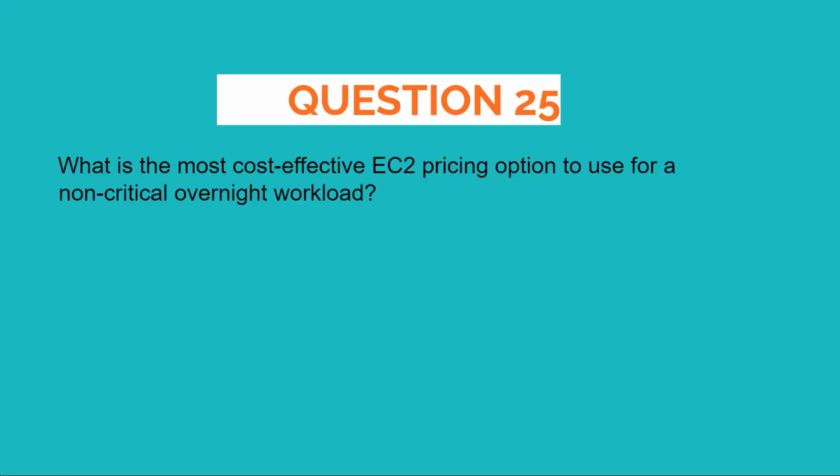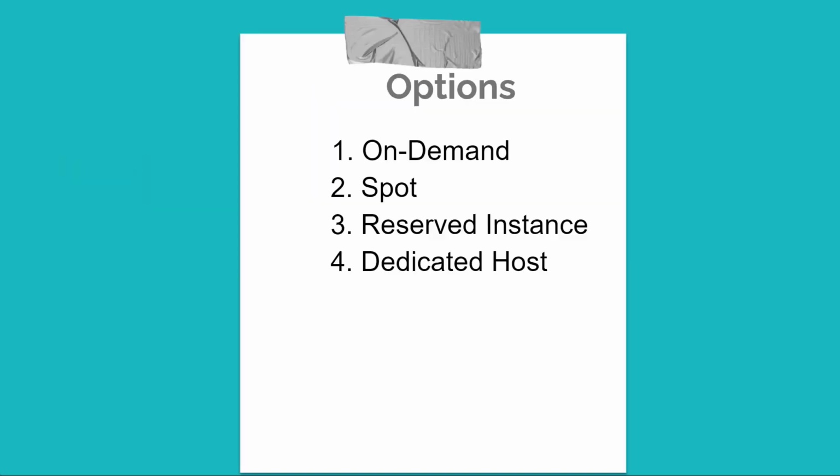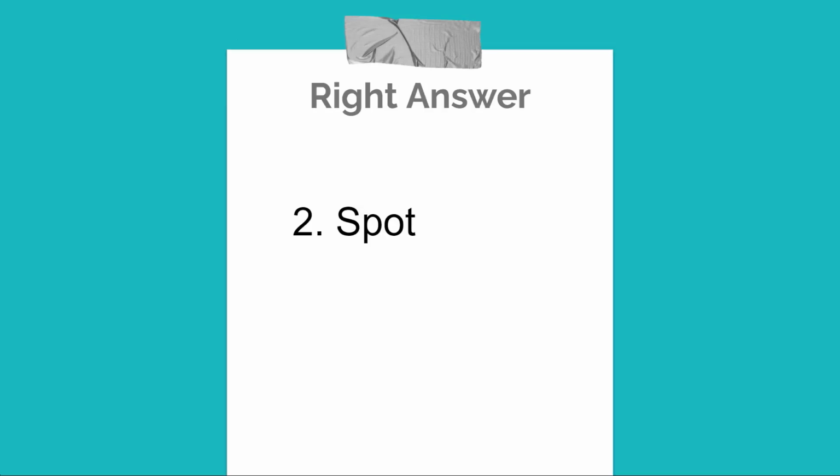Question 5. What is the most cost-effective EC2 pricing option to use for a non-critical overnight workload? Option 1. On demand. 2. Spot. 3. Reserved instance. 4. Dedicated host. Right answer is 2. Spot.